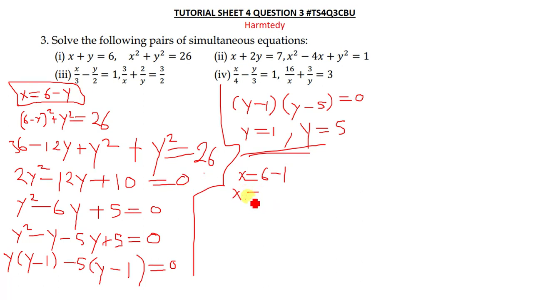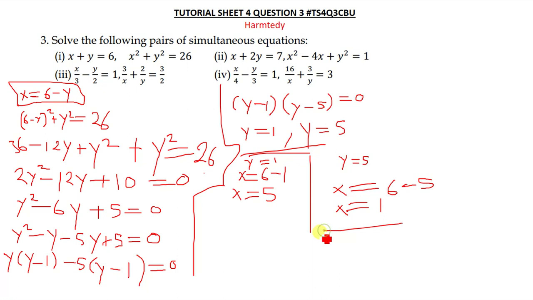So x is equal to 6 minus 1 will give you 5, and this one was when y is equal to 1. Then you also find when y is equal to 5. So x is going to be equal to 6 minus 5, and the value of x is just going to be equal to 1. So these are the solutions for the first equation there. Let's quickly move on to the next equation.